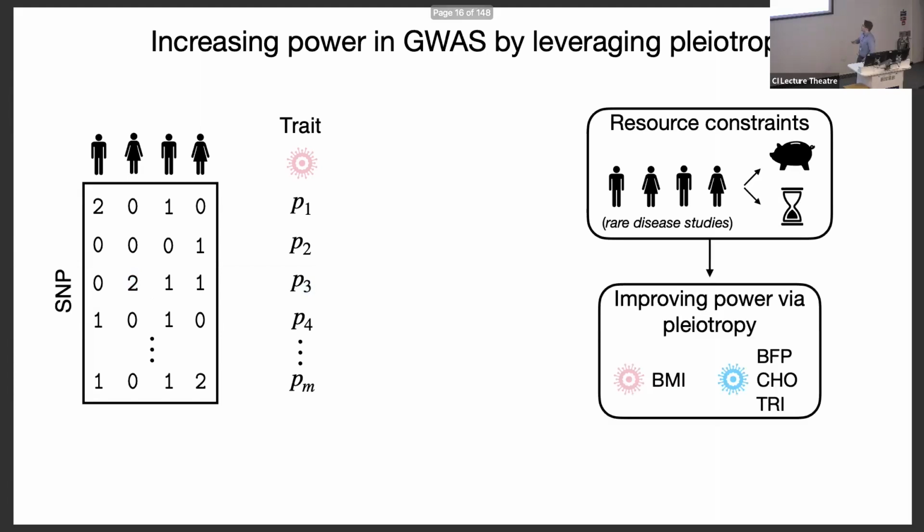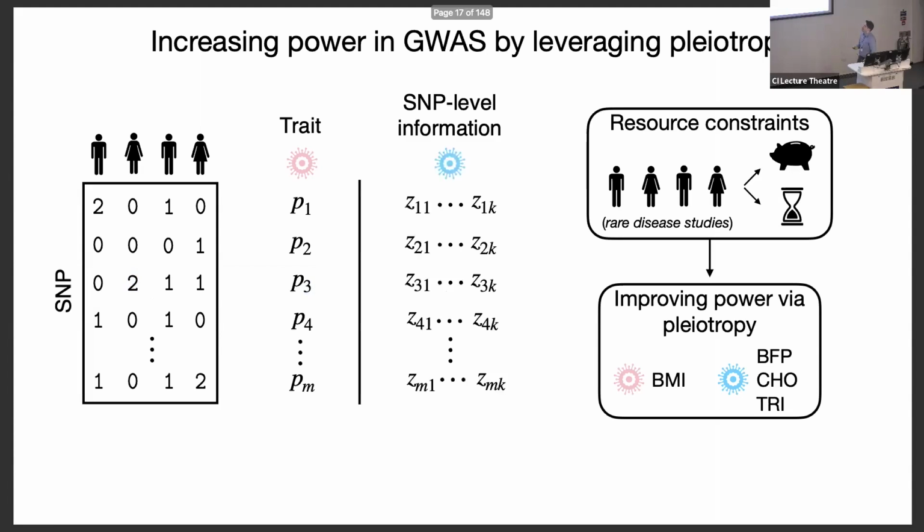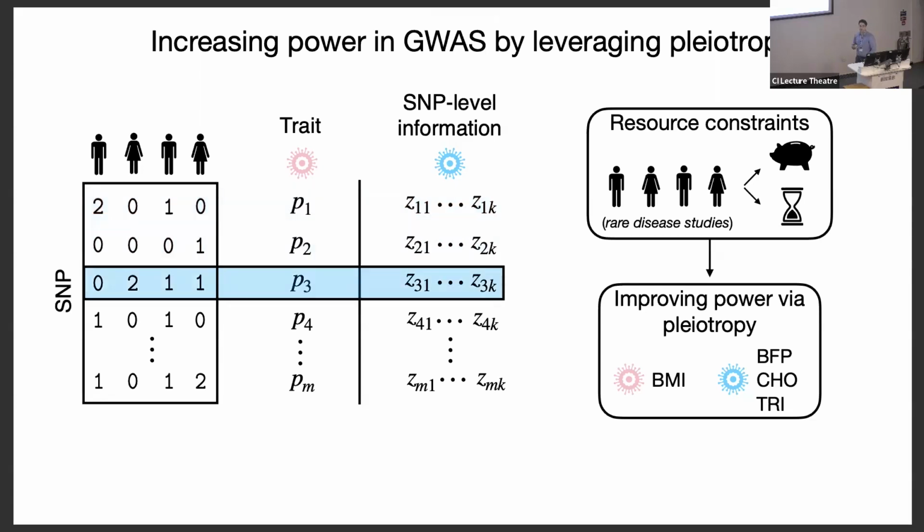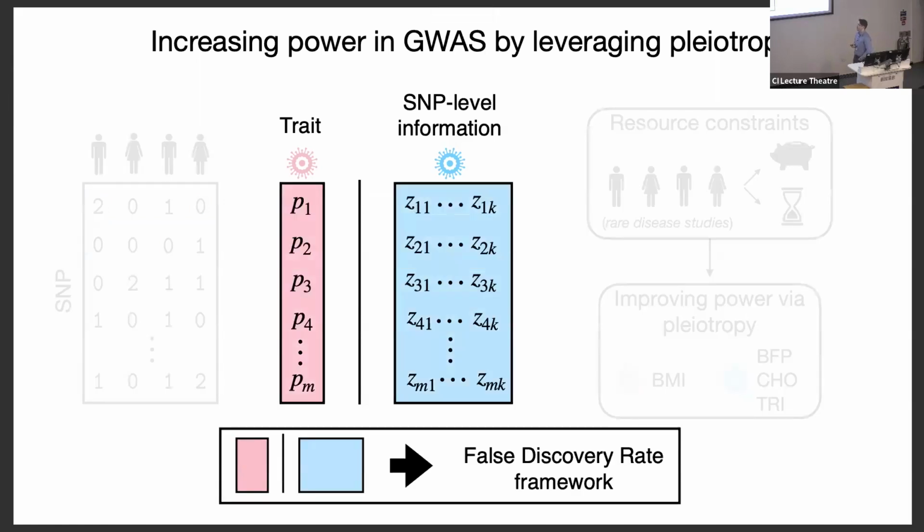And so what people realized is, well, let's try to leverage pleiotropy from other related traits. As a toy example, if body mass index was a trait we're interested in, we may try to leverage body fat percentage, cholesterol, and triglycerides in order to improve power in that study. So what our problem looks like is, when we go SNP by SNP, we not only want to consider that p-value, we want to consider the summary statistics from all those genetically related traits at the same time. The way we're going to do this turns out to be through a false discovery rate framework.